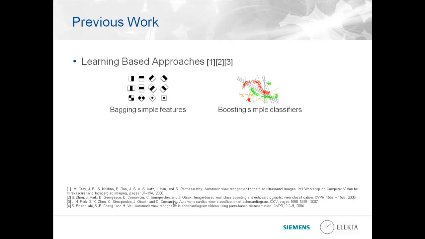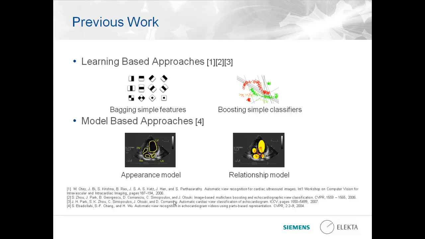There is some previous work to solve this problem, mainly in two categories of approaches. The first is learning-based approaches. They attempt to bag some simple features on the local patches of the images and use boosting to train simple classifiers for the classification. The other category is model-based approaches. They not only model the appearance of each chamber of the heart, they also model the relationship between the chambers. Ultimately, the classification problem is formulated as an optimization problem.